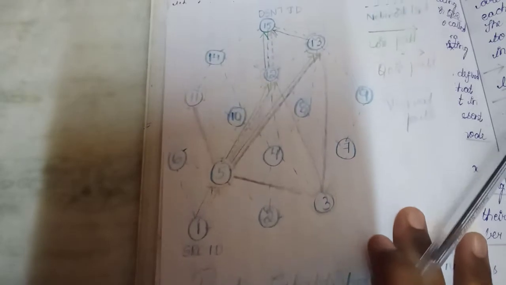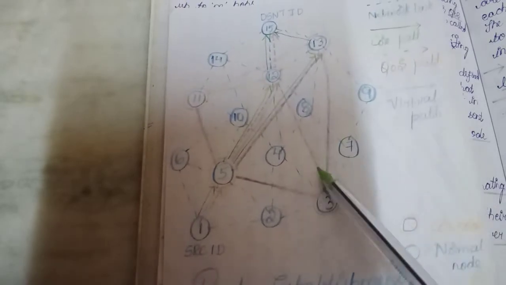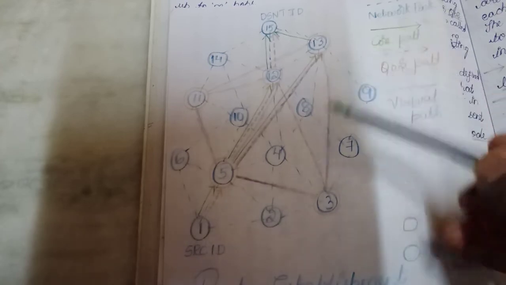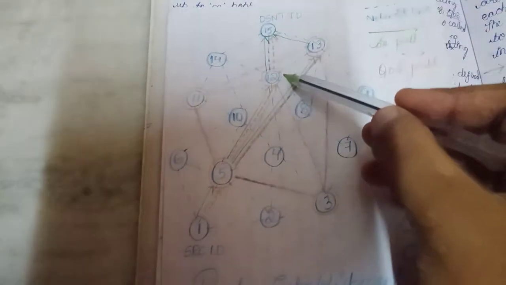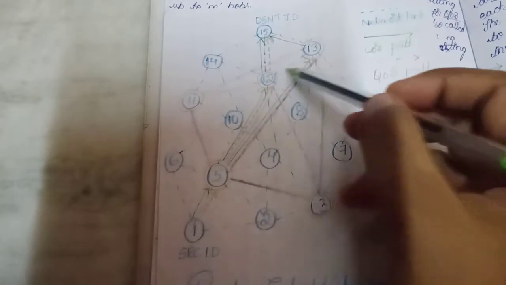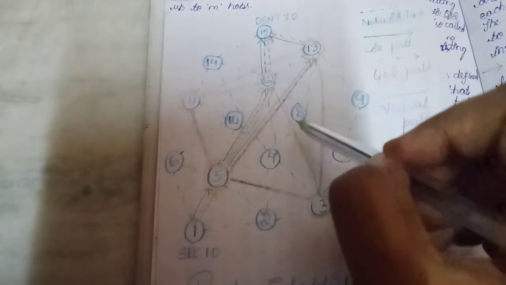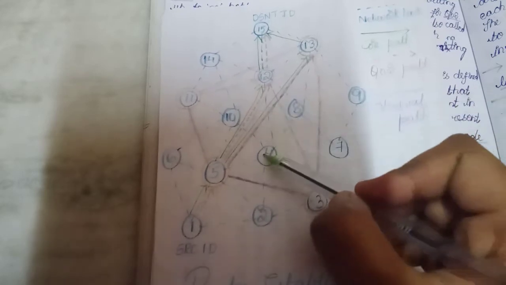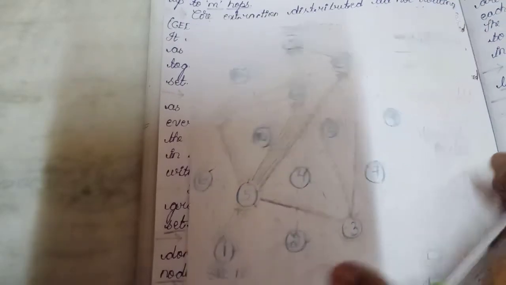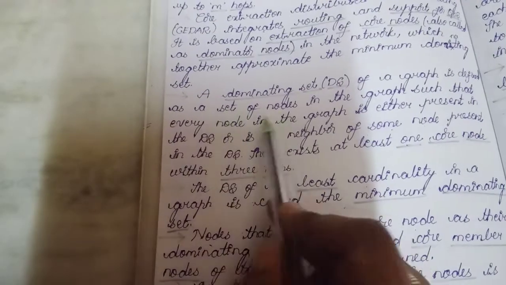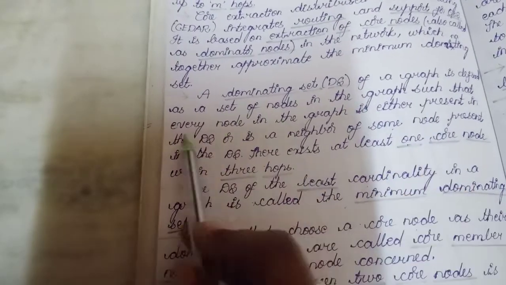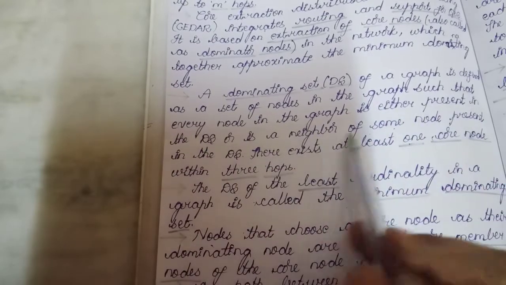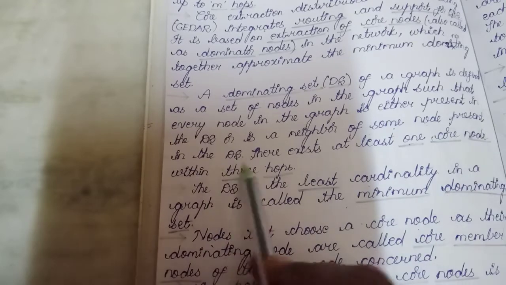Let us consider this network. This is a network example. For example, let us consider 12, 10, 4, 8 is a DS, means dominating set. Then it is a dominating set. What is meant by dominating set? Here, as you can see, it is the set of nodes in the graph such that every node in the graph is either present in the DS or is a neighbor of some node present in the DS.